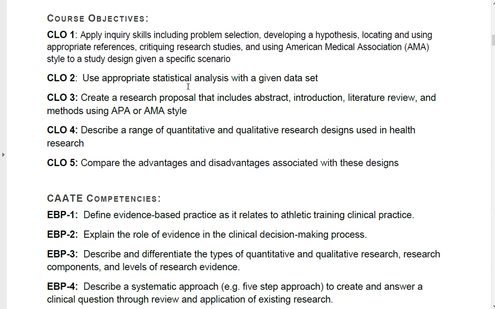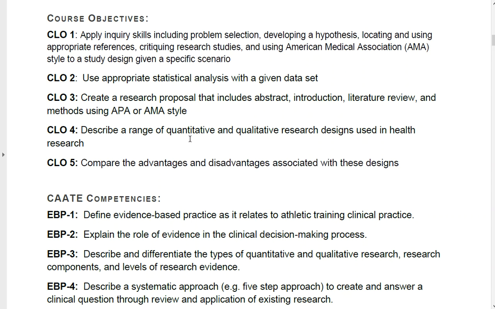Obviously, we're going to be doing statistical analysis. That's going to be more towards the spring semester, but by the end of this semester, I want you to be able to understand what statistical analysis you need to use for your research. Some common ones we'll go through are specificity, sensitivity, odds ratios, and likelihood ratios, those kinds of concepts on a 2x2 table.